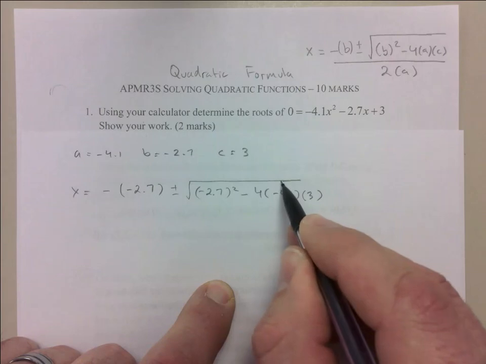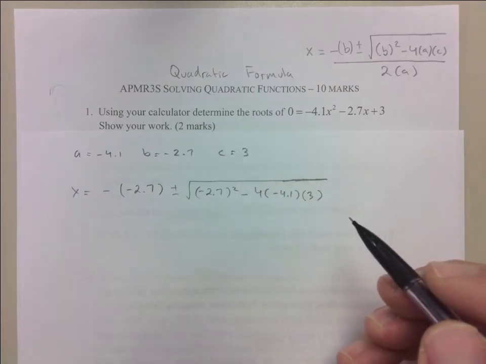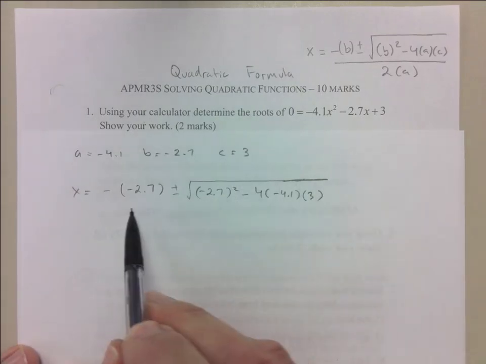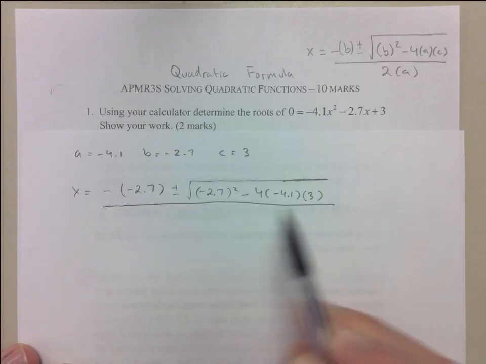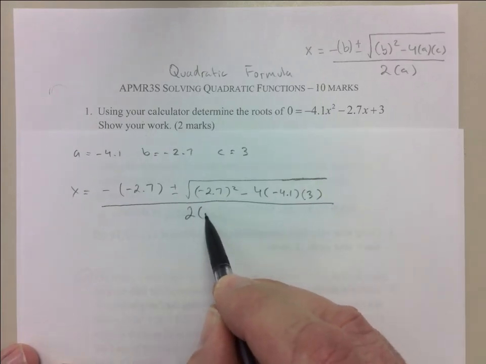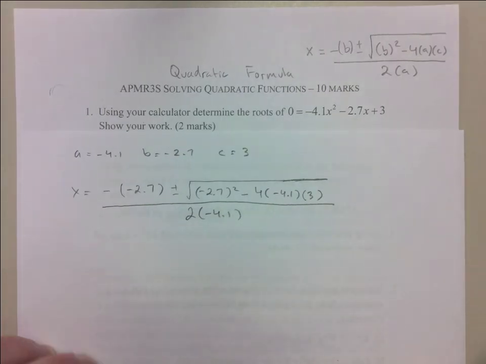Make sure the root goes over everybody that lives in there, okay? Think of it that way. The root goes all the way. And then all of this, and the entire thing gets divided by 2 times A. Okay? So that's how you set this one up. Got it? So now we clean it up.